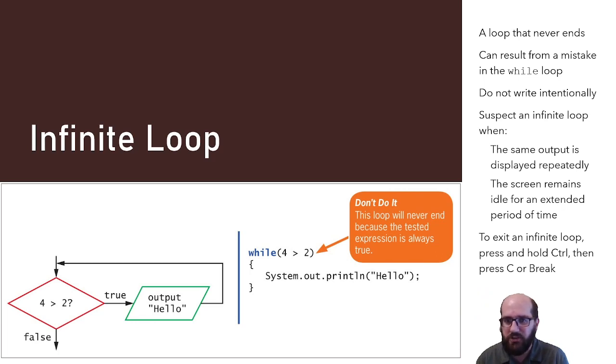And if you look at our loop example here, while 4 is greater than 2, how long will 4 be greater than 2? Well, forever. This could be a result of a mistake in the while loop, but in this particular infinite loop, it's going to print hello forever until you stop it. And usually if you hit Control and C, or Control Break, it'll exit that loop.